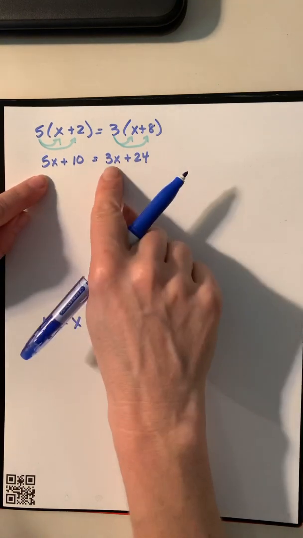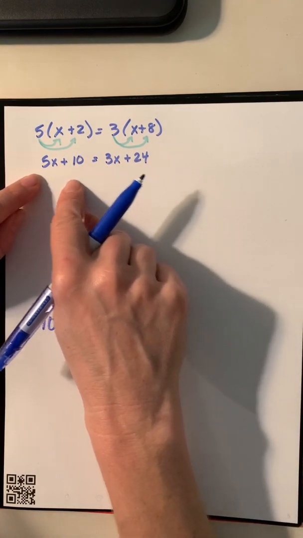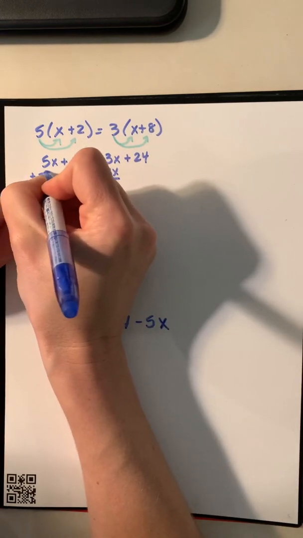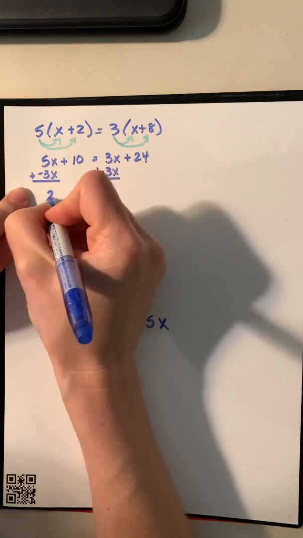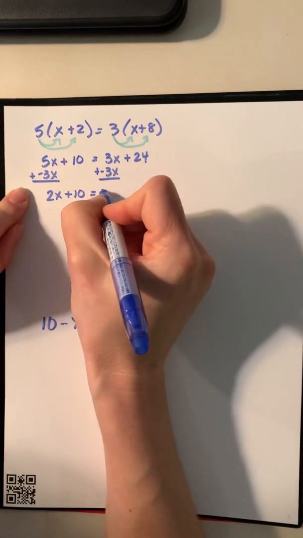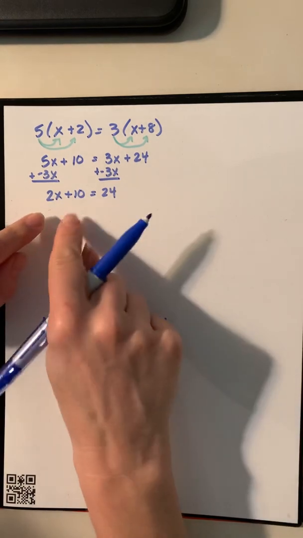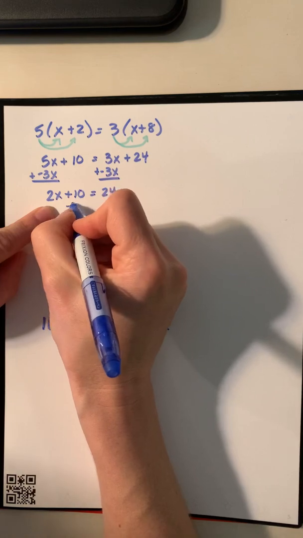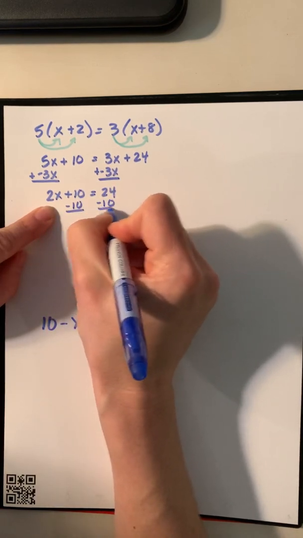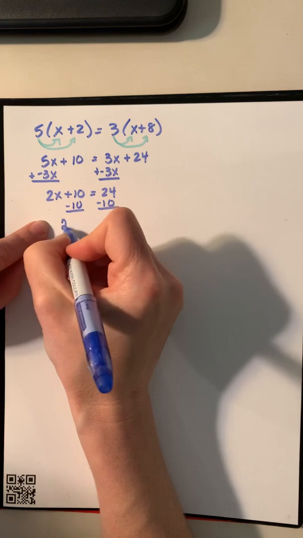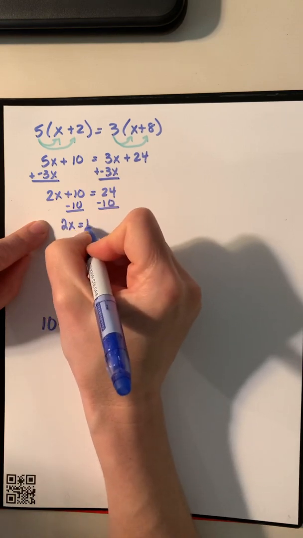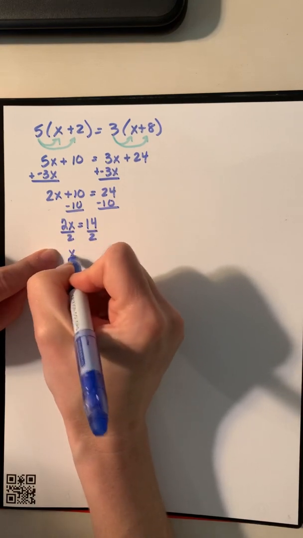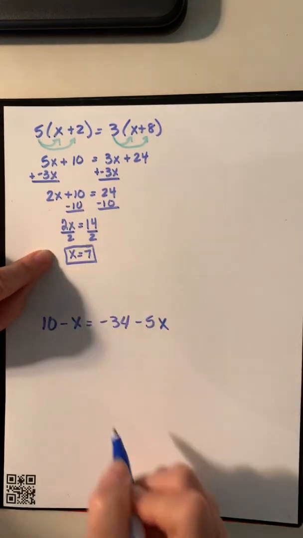I've got a 5x and a 3x, so let's go ahead and join these together over here. Plus a negative 3x, plus a negative 3x. I'm going to be left with 2x plus 10 is equal to 24. Well, if we moved my x's to the left side, let's move my non-x's to the right side. Minus 10, or plus a negative 10, gives me 2x equals 14. Divide by 2, x is equal to 7, right?